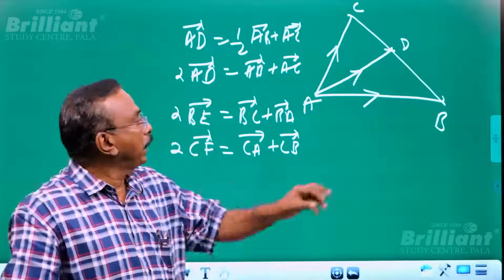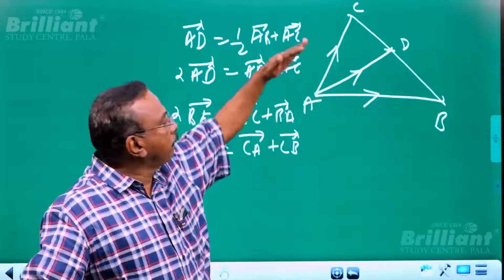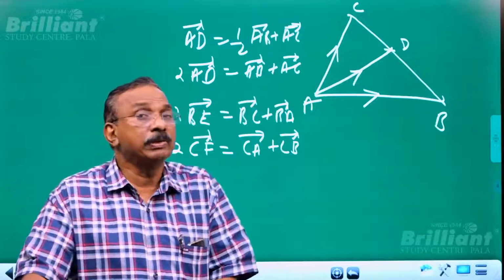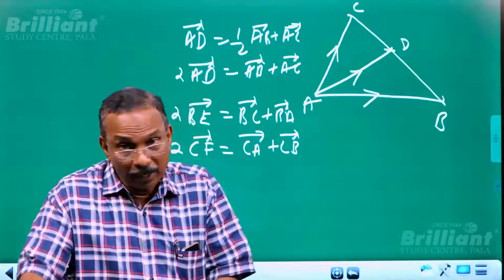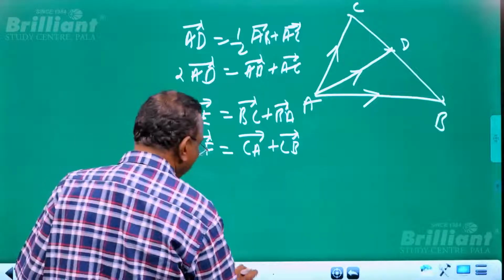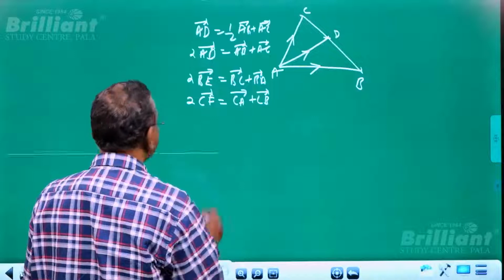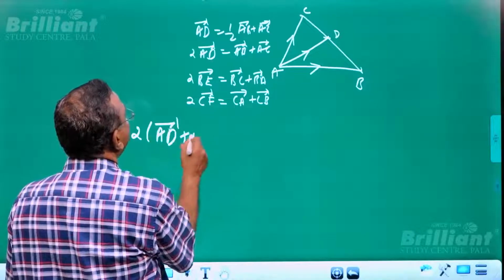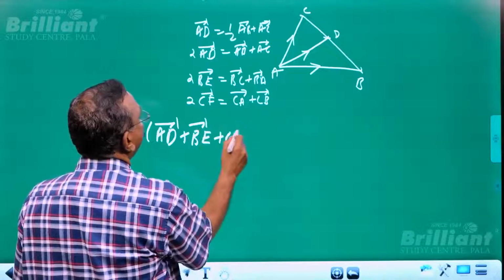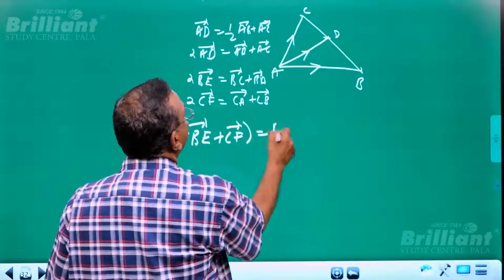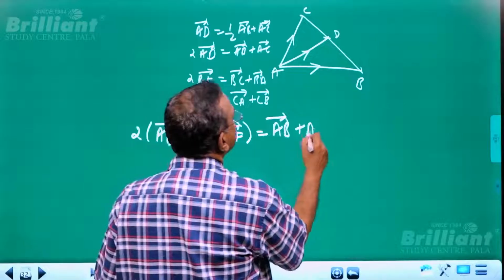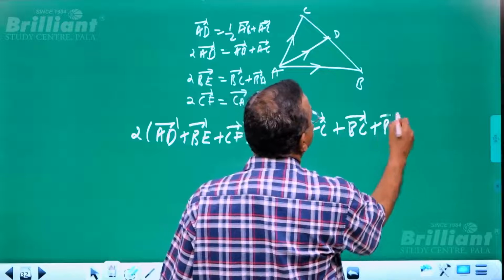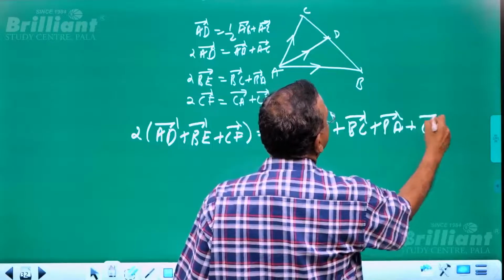So if the median starts from a vertex, then the sum of the two sides will be exactly twice the median. This is a beautiful situation to find the length of a median and so on. But more interesting is when you add the three: that's actually 2 times vector AD plus BE plus CF, which is equal to vector AB plus AC plus BC plus BA plus CA plus CB.